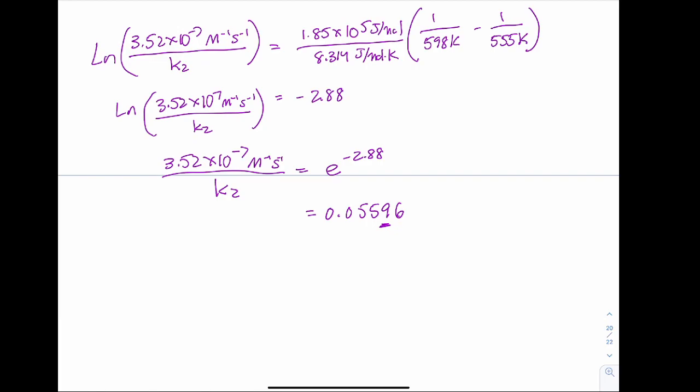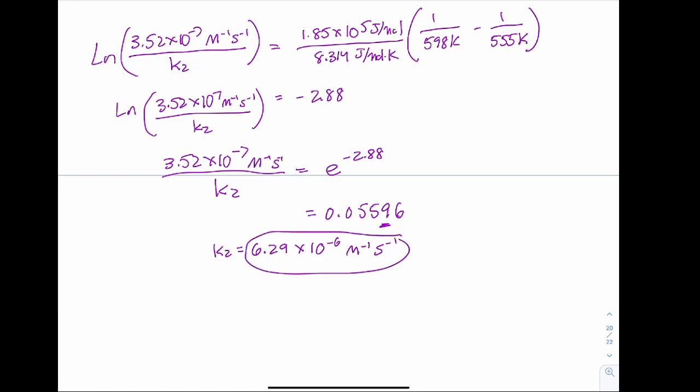Finishing it up, I get that K2 is equal to 6.29 times 10 to the negative 6, molar to the negative 1, seconds to the negative 1.